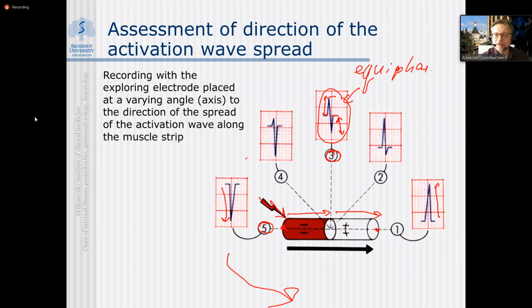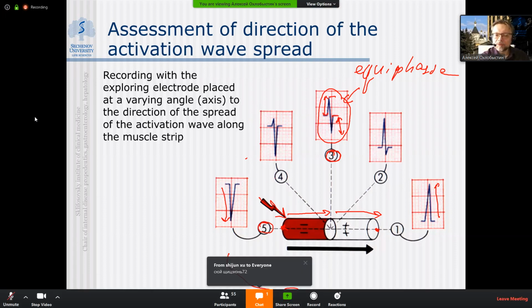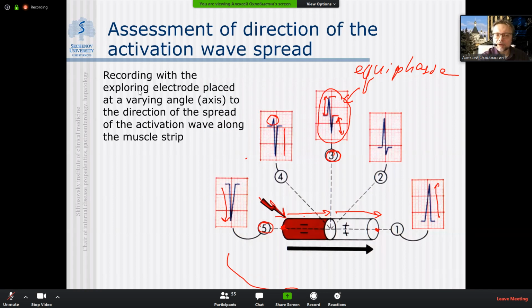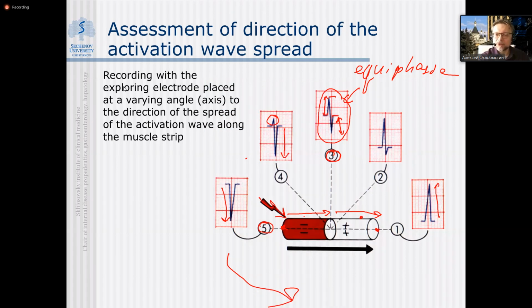Equiphasic type of the complex, when the positive part will be the same as the negative part, equal phases. Then, if you move our electrode somewhat closer to the origin, there will be a smaller positive part, while a deeper negative part, and vice versa, closer to the termination, to the opposite end, higher positive, smaller negative.